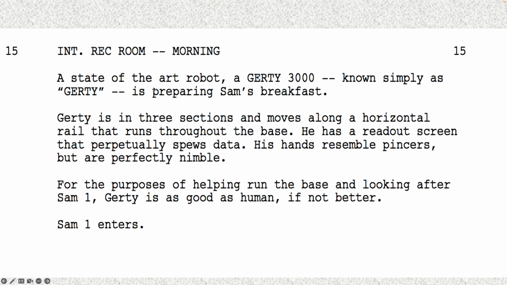But here we've got a state-of-the-art robot, a GERTIE 3000. Notice GERTIE 3000 is in all caps. That means this is the first time this character is being introduced. It's a robot, but still a character, known simply as GERTIE in all caps. So let's say we're just going to say Gertie instead of Gertie 3000 is preparing Sam's breakfast. Now notice Gertie is no longer in caps and will not be for the rest of the entire screenplay. And notice Sam is not in all caps. This is scene 15, and Sam has been introduced earlier on in the script. The first time I introduced Sam, his name was in all caps, but not anymore after the first time that he was introduced.